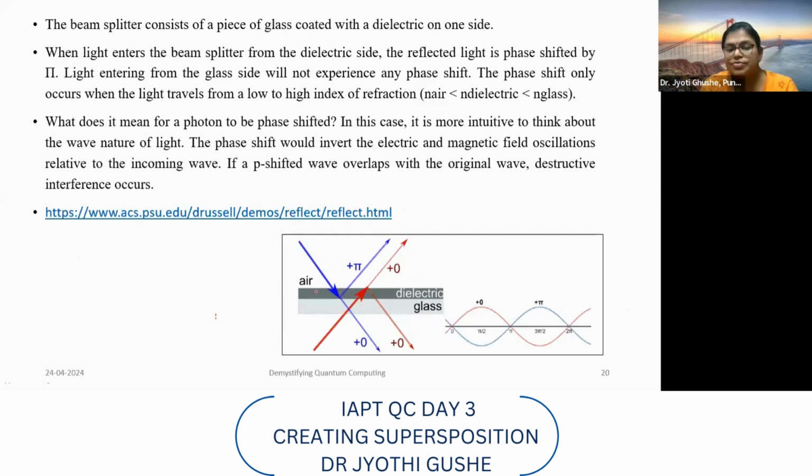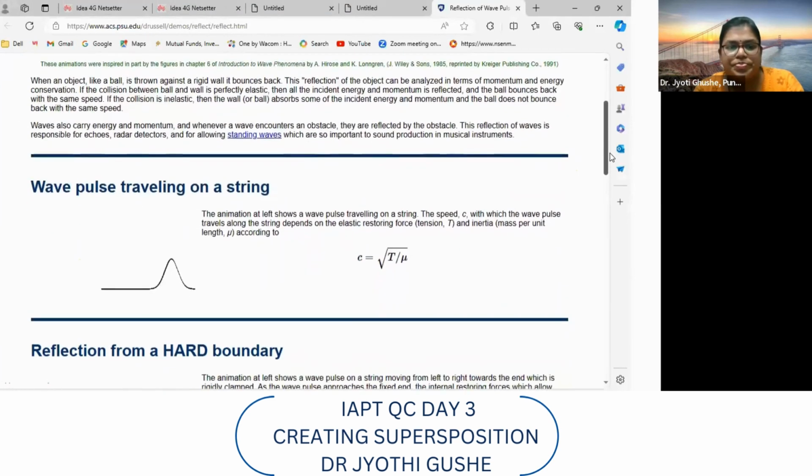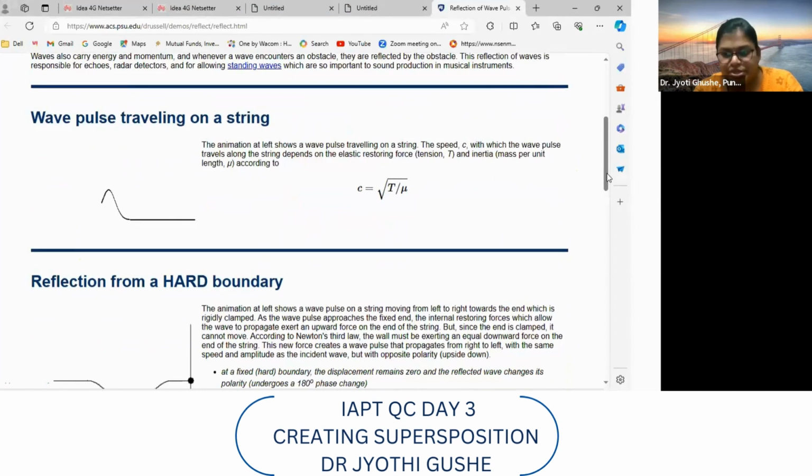Before that, let me play another simulation to explain how the reflection of waves takes place. I will just play this simulation. Just let me know whether my screen is visible. It's taking time to open. Just a minute. Yes. Is the screen visible? Here you can see a wave pulse traveling on the string.